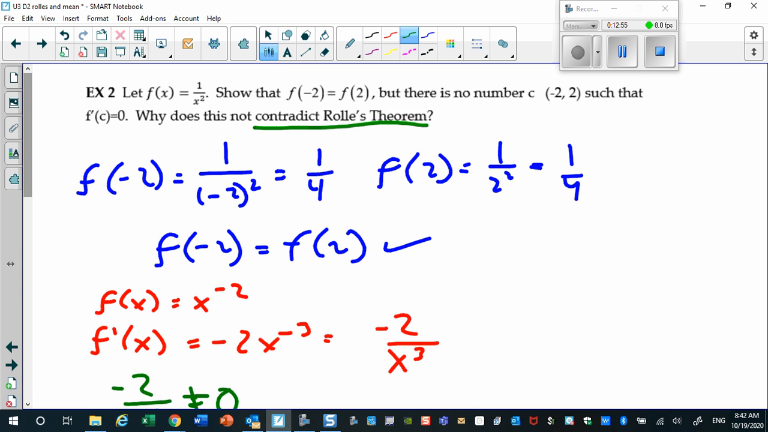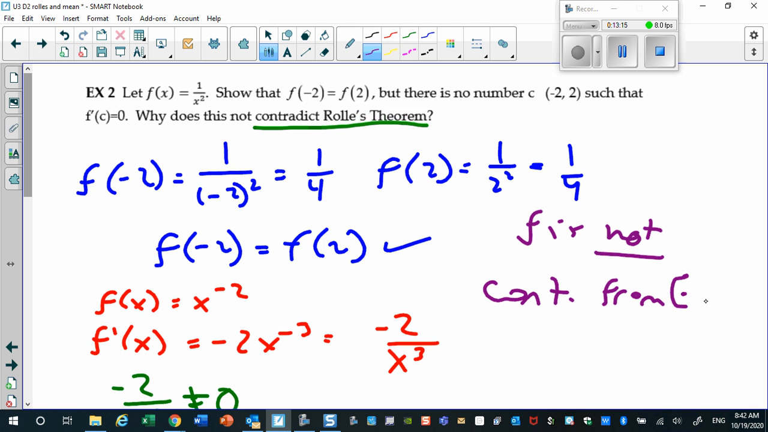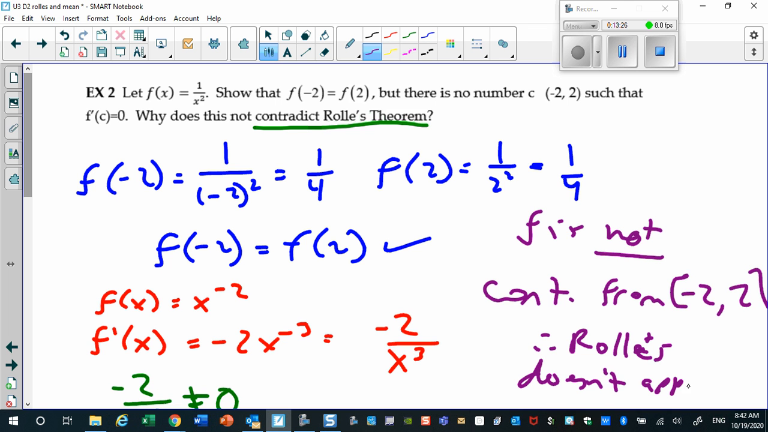And hopefully you have recognized, because I didn't write the very first statement. And the very first statement says that I am a continuous function over this given interval between negative 2 and 2. I am not a continuous function. F is not continuous from negative 2 to 2. Therefore, Rolle's doesn't apply. If your function is not continuous, you cannot apply Rolle's, period. That's why it doesn't contradict Rolle's, because it's not a continuous function.